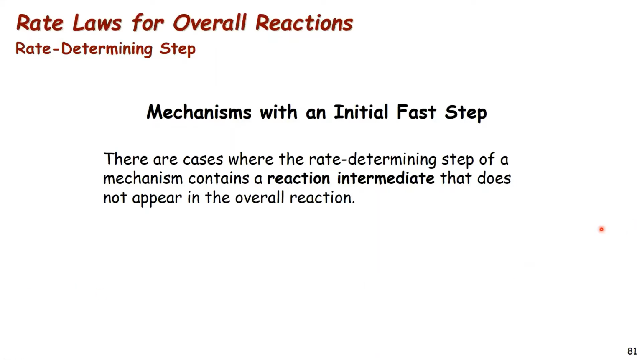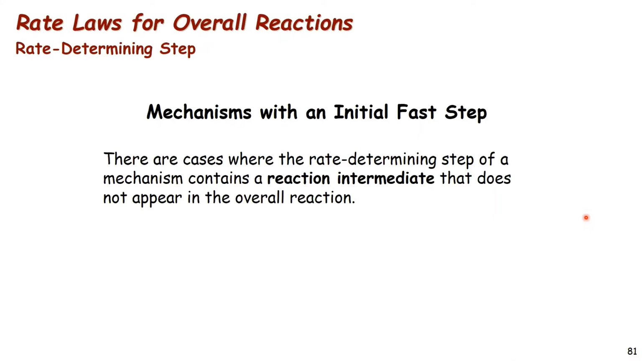Okay, so let's go over this once more. So we're talking about mechanisms with an initial fast step. So when the initial step is slow, it's easy. The rate law is just rate is equal to k times the concentration of each of the reactants raised to whatever power is in that particular chemical reaction. So when the first step is slow, it's really easy to write the rate law for the reaction.